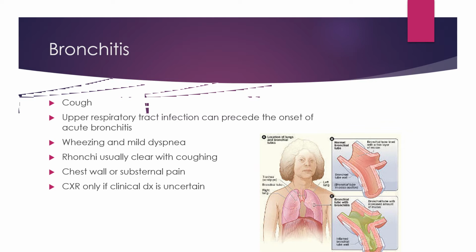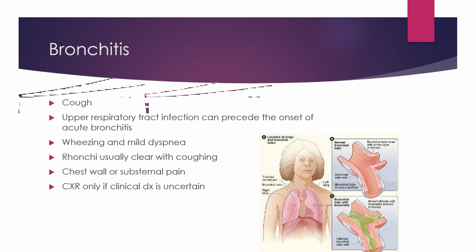And then you might notice they have some wheezing and a little mild dyspnea. When you're doing your exam, you're going to see the wheezing and an increase in rhonchi. But when you do your exam and they cough, the rhonchi is going to clear. And that's going to be one indication that this could be bronchitis.